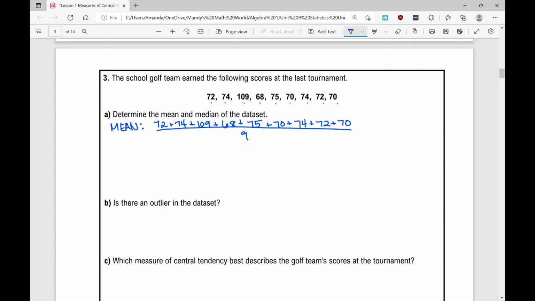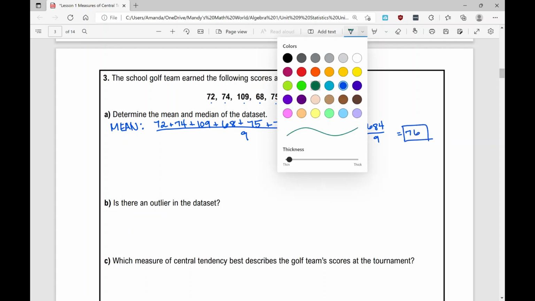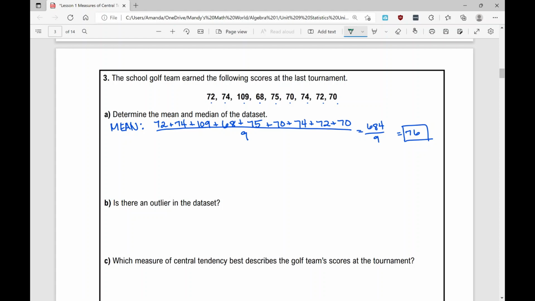So if you want to pause the video and do that now, go ahead, because I'm about to give you the answer. When I add up all of these values that are in the numerator, I'm going to get 684. And when I divide that by 9, I get 76. So the mean for this data set is 76. Now let's find the median. What do we do when we're finding the median? Well, in this case, I need to order the values from least to greatest.